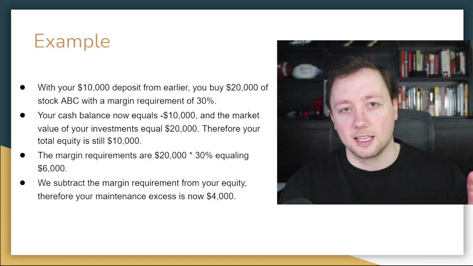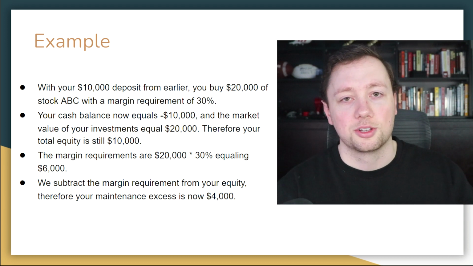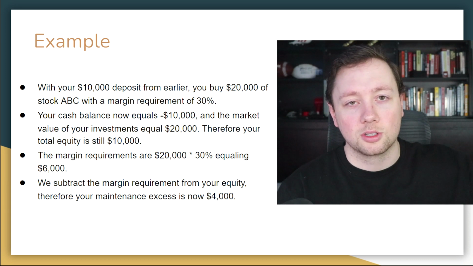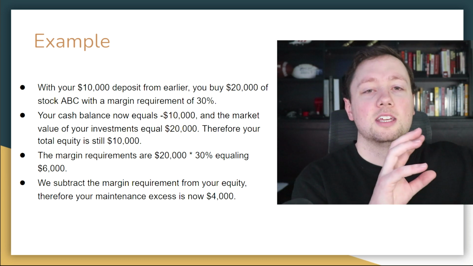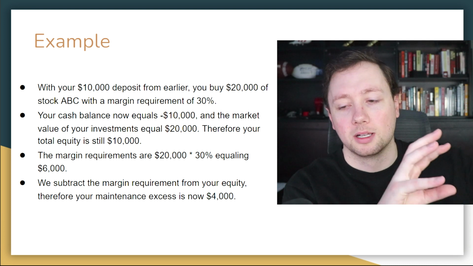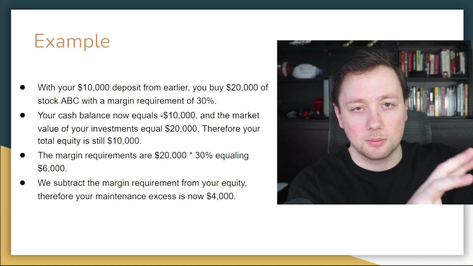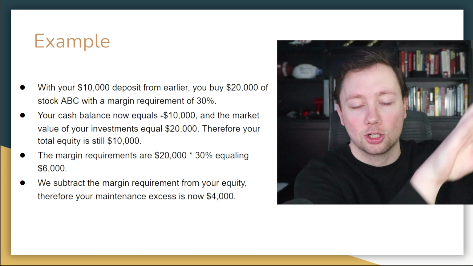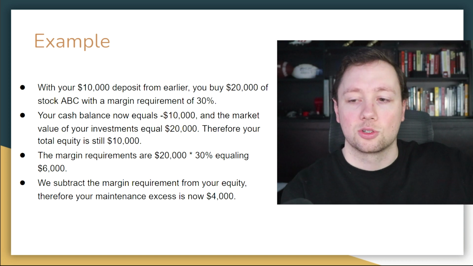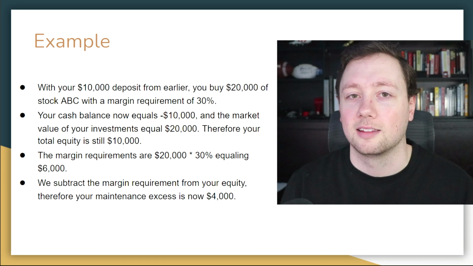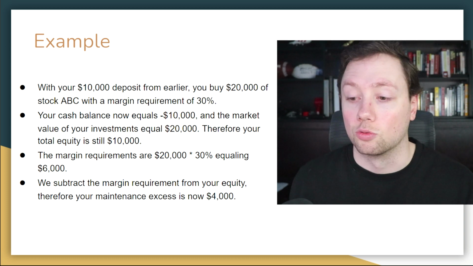So you invested $10,000 and you put $10,000 into your account. You bought $20,000 worth of Apple stock, which means you now have a margin requirement of $6,000. You have to maintain 30% of the security value. So 30% of that $20,000, you have to maintain in your account and have that money ready to go.